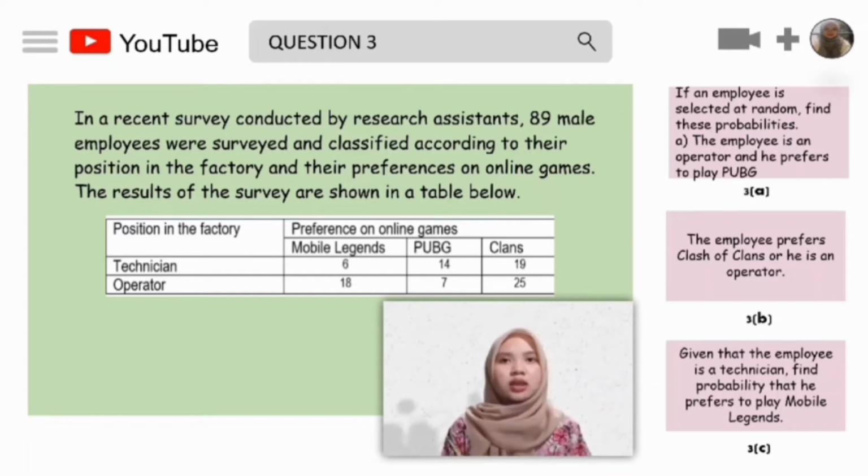For question 3, in a recent survey conducted by a research assistant, 89 male employees were surveyed and classified according to their position in the factory and their preference on online games. The results of the survey are shown in the table below.